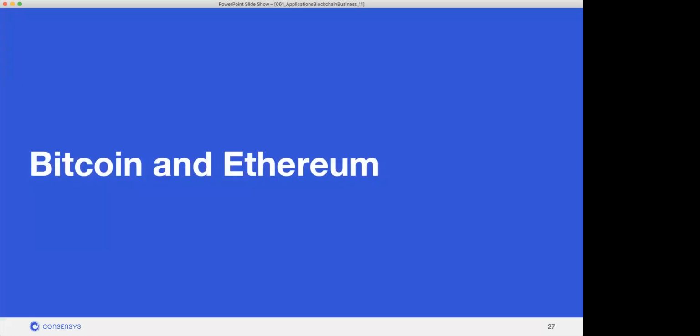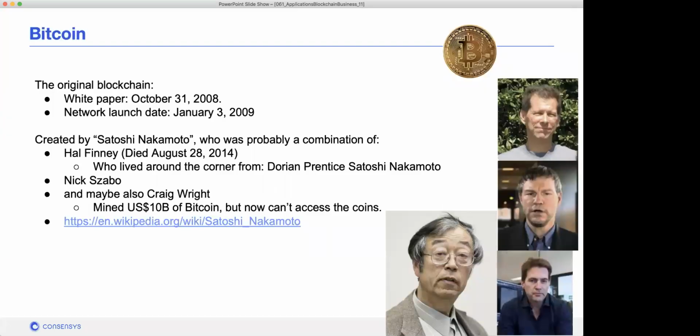So Bitcoin and Ethereum. So Bitcoin, the original white paper was done in 2008, and then the network was launched in 2009. And it was launched by a mysterious figure called Satoshi Nakamoto, who doesn't really exist. They're not a real person. But there's been lots of conjecture. I encourage you to do web searches on this and have a read, because it's a great story.